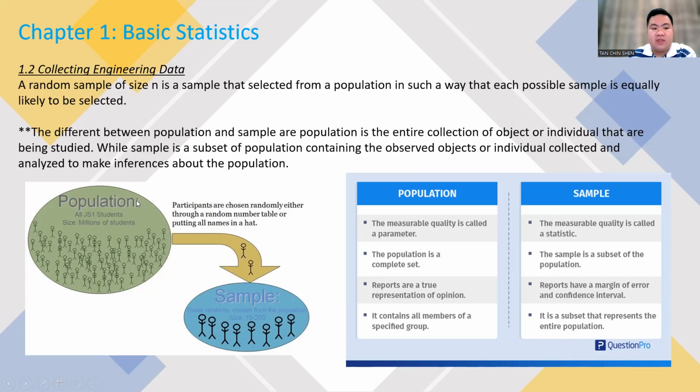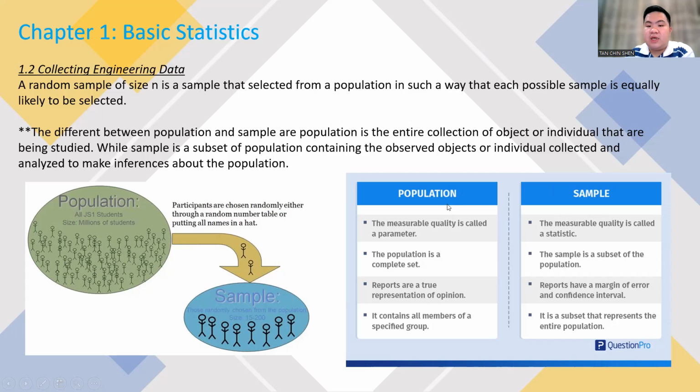So in this one, the population is a lot of participants. Then the sample is randomly chosen from the population. From this group, we randomly choose a few of the members. Participants are chosen randomly, either through a random number table or by putting all names in a hat.